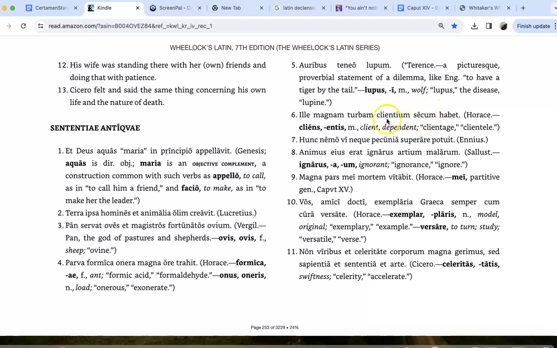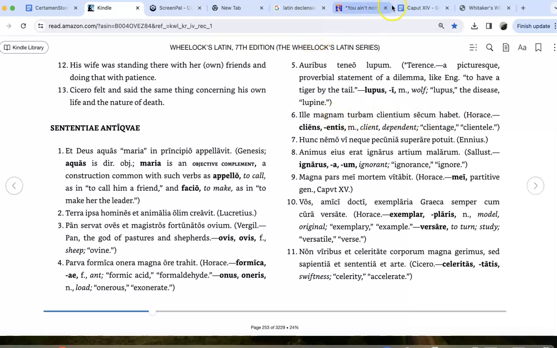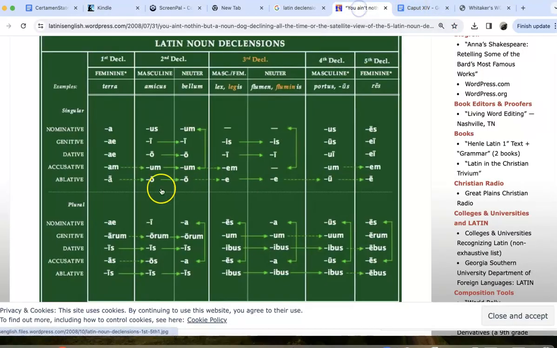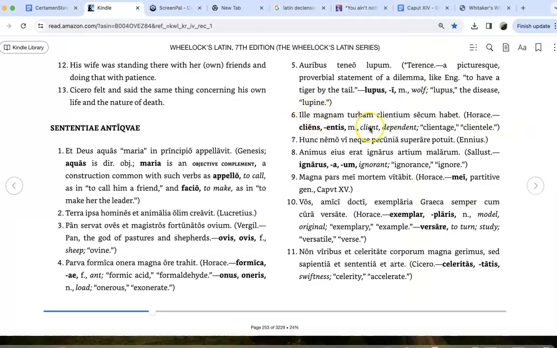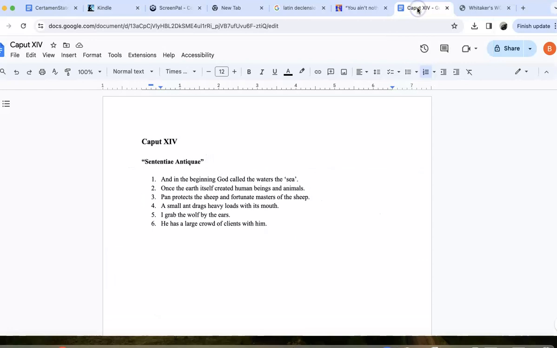Secum means with him. So magnam turbam are both the accusative direct object in the first declension. So magnam turbam, that tells us this is the direct object because they're in the accusative case. So we put it all together, and there's our translation.